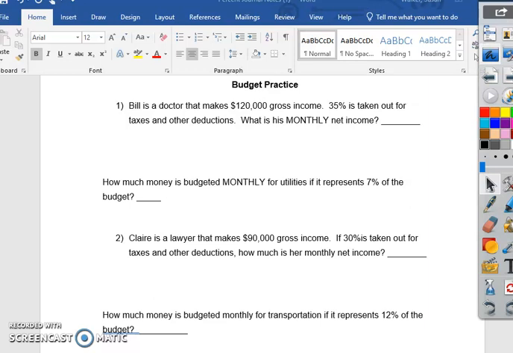So number 1 says, Bill is a doctor that makes $120,000 gross income. So remember, gross income means we do not get to keep it all. That's what we make before we take out taxes and medical premiums, things like that. 35% is taken out for taxes and other deductions. So these other deductions might be medical premiums. Okay. This says, what is the monthly net income?